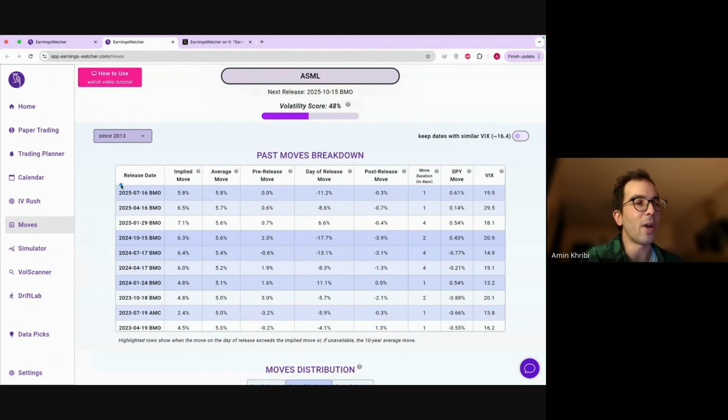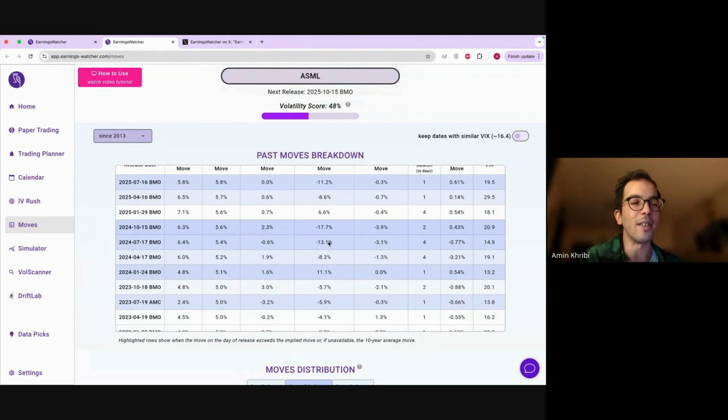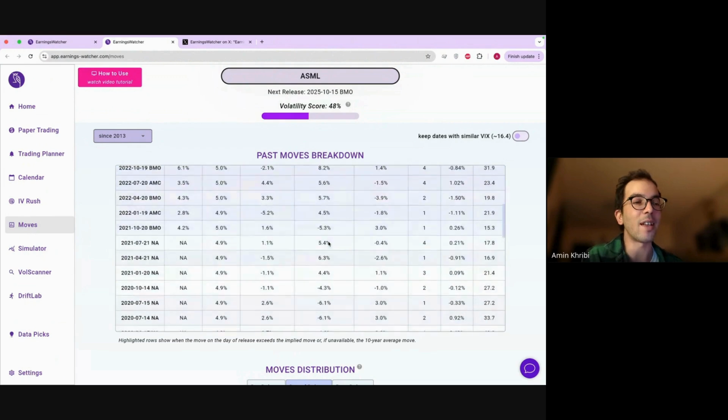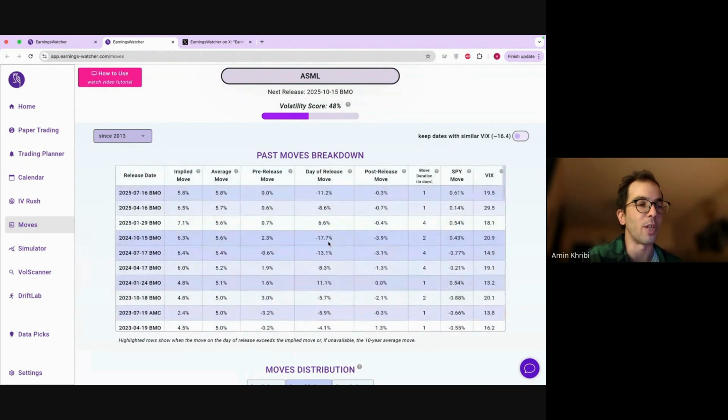Now, right away, as we go to the moves analyzer, we see the past moves breakdown and notice directly a lot of shades of blue. This is a good sign, as blue lines correspond to earnings where the actual move was quite higher than the implied move. And you see that there is a trend in recent years, starting 2023, of ASML consistently beating, or not having at least low moves on earnings. This is not necessarily the case as we scroll down in the previous years, going back to 2020 and before.